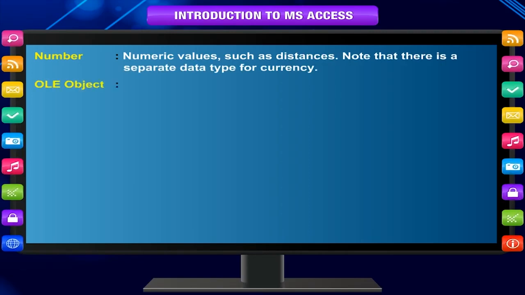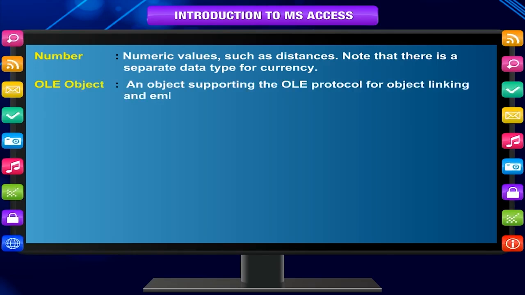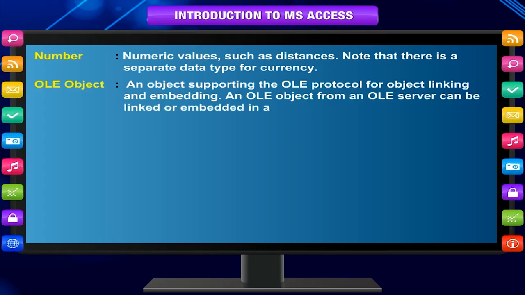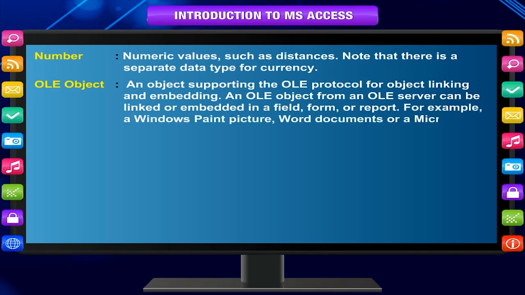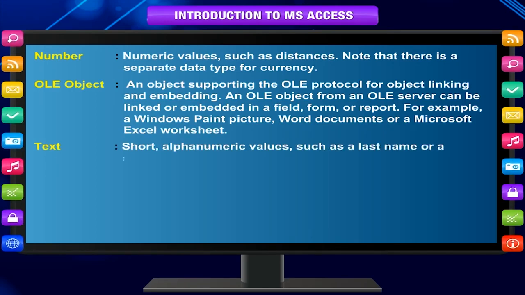OLE object, an object supporting the OLE protocol for object linking and embedding. An OLE object from an OLE server can be linked or embedded in a field, form, or report. For example, a Windows Paint picture, Word documents, or a Microsoft Excel worksheet. Text, short alphanumeric values such as a last name or a street address. Yes or No, Boolean values.